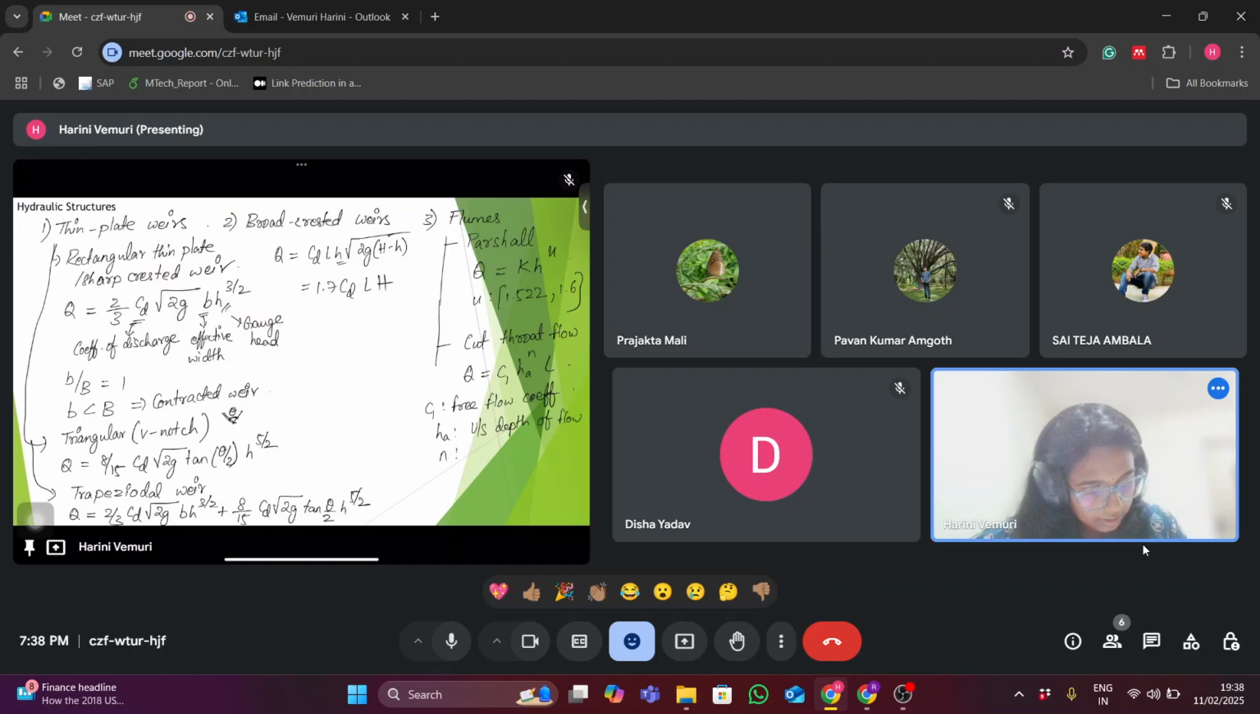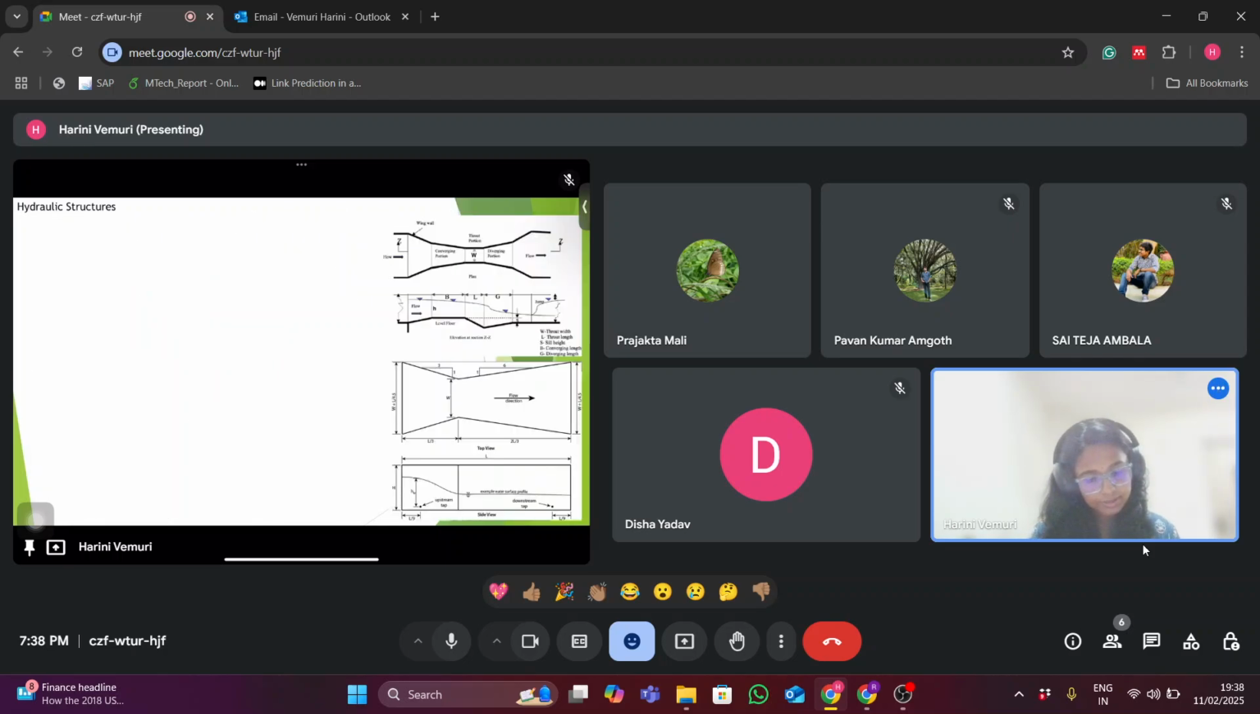N is the exponent, and it is a function of flume length. Okay.